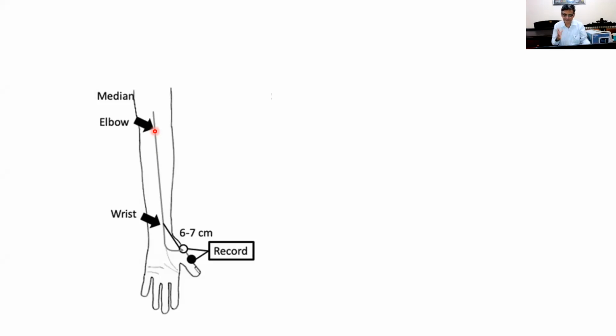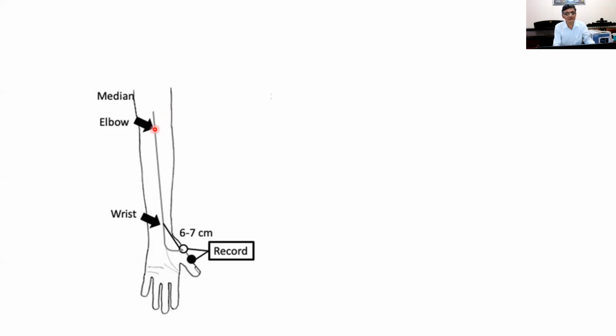If the patient is a thin person, it is easy to stimulate. If the patient is fat or obese with a very thick subcutaneous fat layer, you have to increase the voltage. More current has to be given to stimulate the underlying nerve.